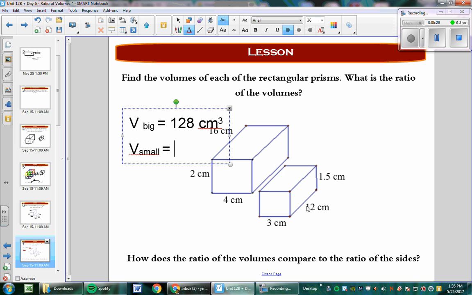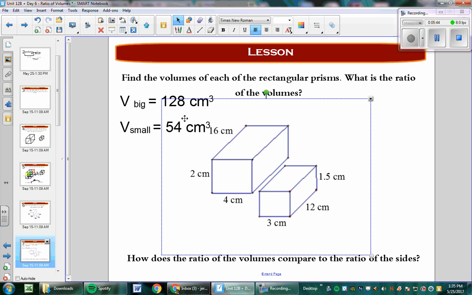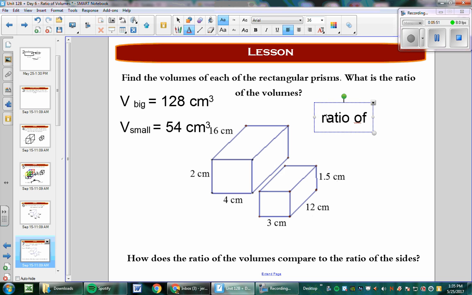And we have 3 times 12, which is 36. 36 times 1.5, and we get 54 centimeters cubed. All right. So that's the ratio that we have, the big one and the small one. The ratio of their volumes equals 128 to 54. And let's reduce that.